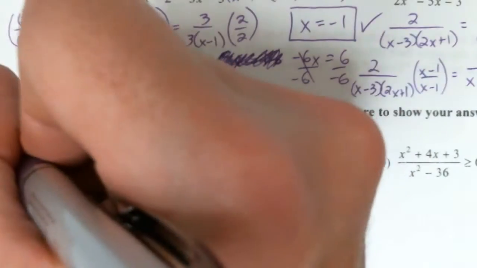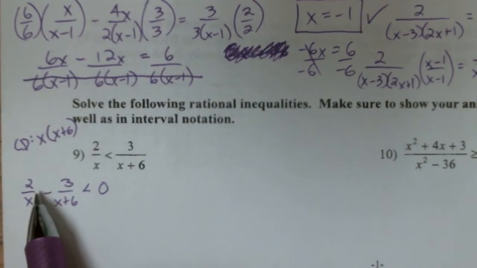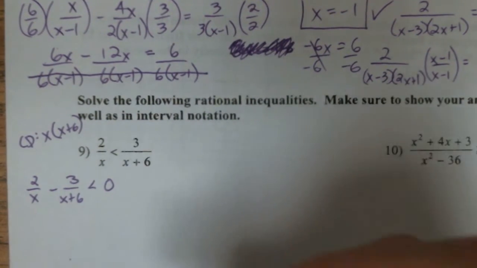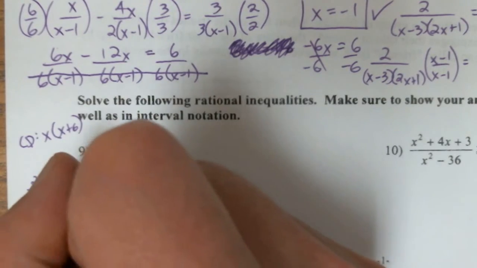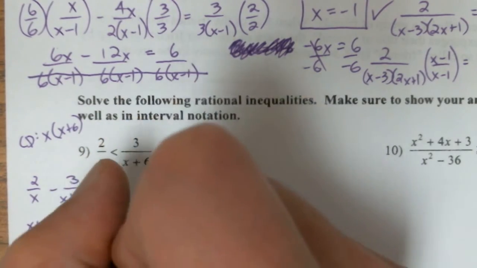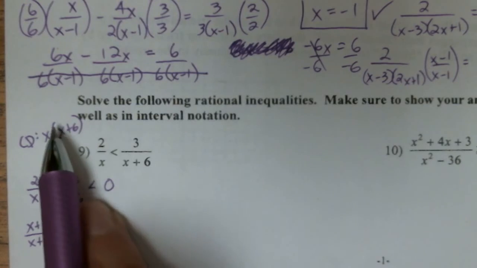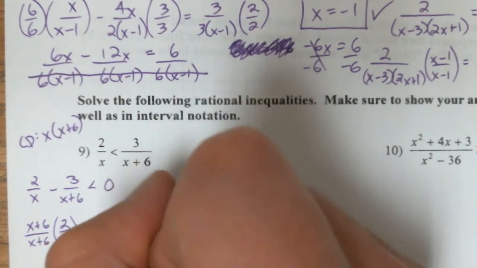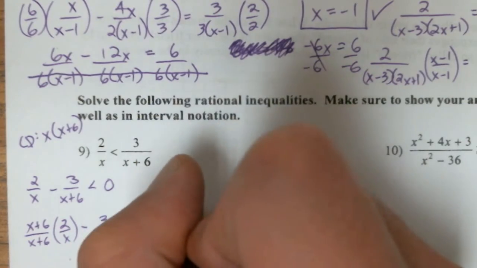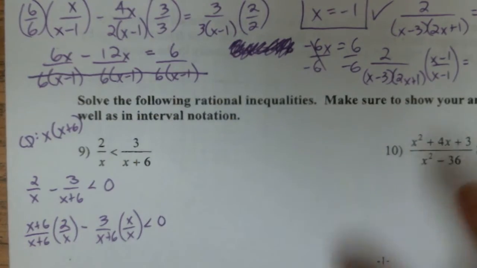All right, I need to get a common denominator. So what's my common denominator? I just multiply those together. The common denominator is x times x plus 6. Okay, that means this guy needs a what? This guy needs an x plus 6. So I'll do x plus 6 over x plus 6 times 2 over x. And this guy needs a what? This guy just needs the x. So minus 3 over x plus 6 times x over x. That's going to be less than 0.